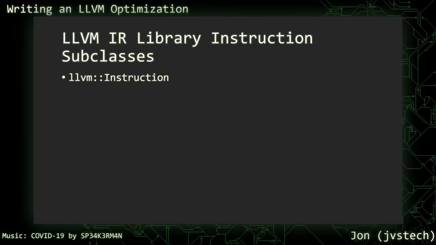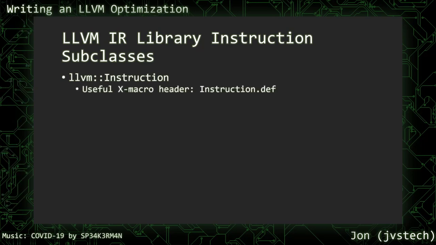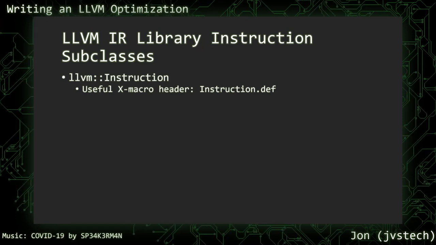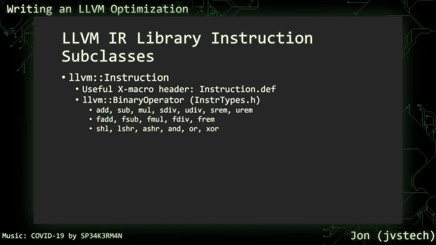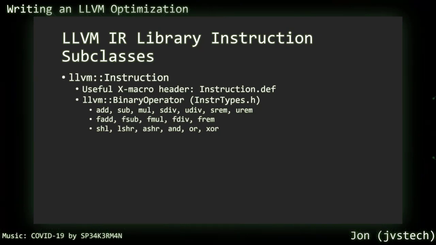The instruction class has a deep inheritance hierarchy of its own, as every single IR instruction class inherits from it in some way. The instructions.def header lists every IR instruction class categorically, so it can be useful to help understanding the instructions themselves and how they're related. The binary operator class is one of the few instruction classes that doesn't actually end in the word instruction. As the name implies, it represents every IR instruction that takes 2 operands and returns a value.